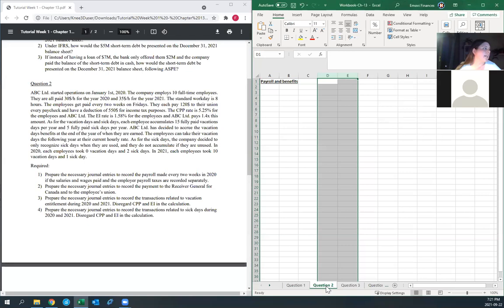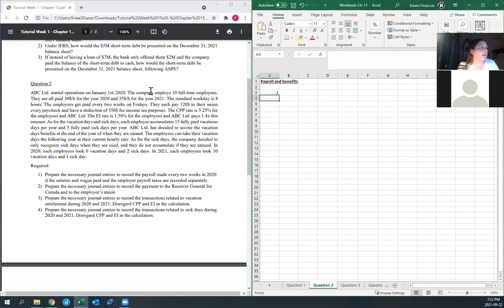So the first requirement is prepare the necessary journal entries to record the payroll made every 2 weeks in 2020 if the salaries and wages paid and the employer payroll taxes are recorded separately. So we'll start with the employee transaction. So we're going to go through each sentence in that and see, does it apply to the transaction that we're trying to do? So does it touch the employee?